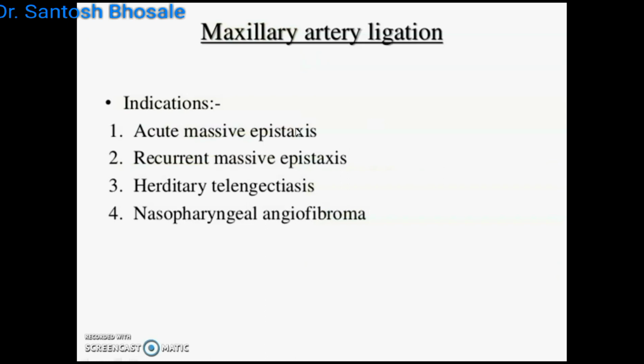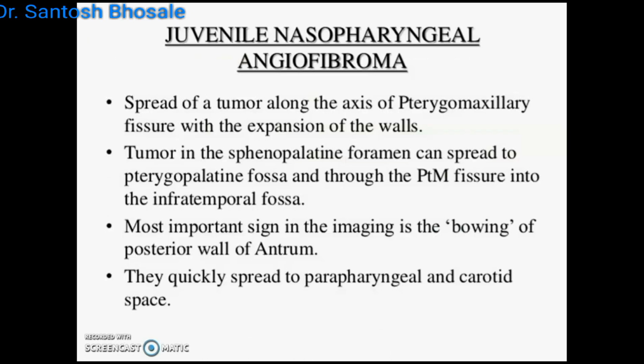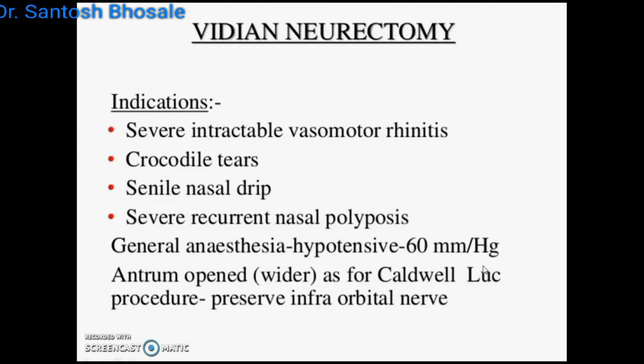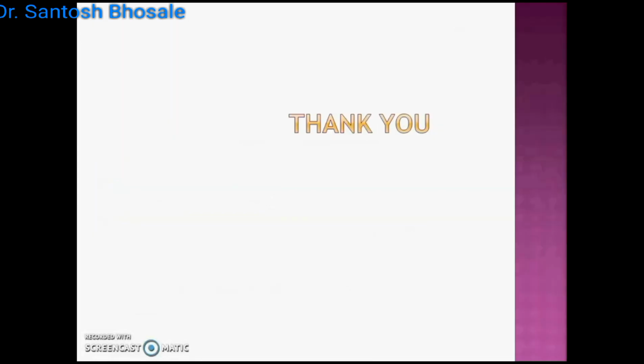In case of surgeries and maxillary artery ligation, in case of epistaxis, angiofibroma and telangiectasias, we will ligate this maxillary artery. Juvenile nasopharyngeal angiofibroma spreads from the fossa to the infratemporal fossa via the pterygomaxillary fissure, and they quickly spread into the parapharyngeal carotid space. The most important sign in the imaging is bowing of the wall there. And Vidian neurectomy is indicated in case of vasomotor rhinitis and crocodile tears, because it carries the secretomotor fibers.